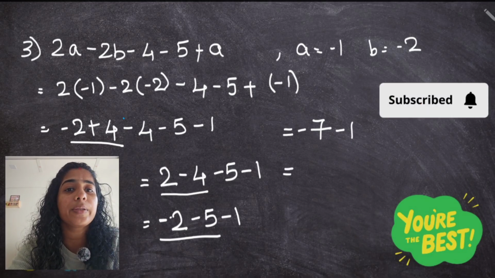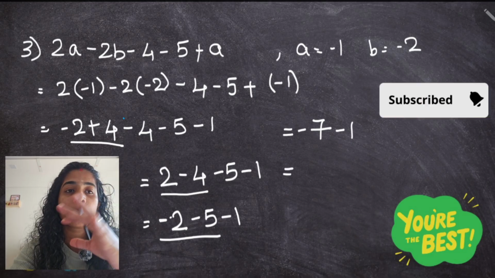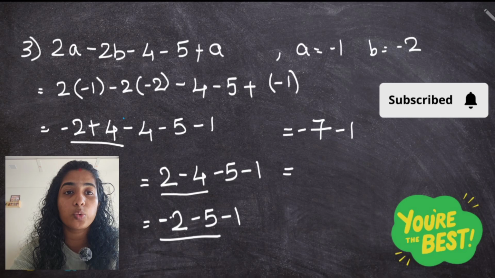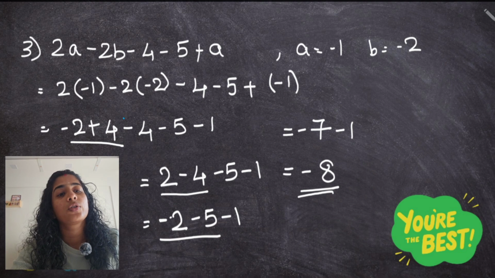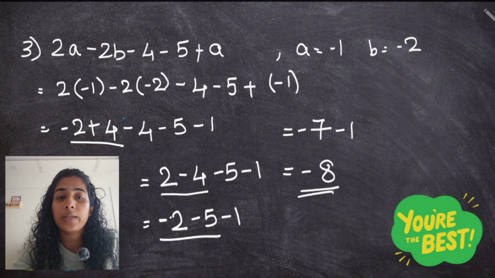Now here it is simple. Last, minus 7, minus 1. Again the same, that is two negative numbers. So I am going to add and put the sign of the big number, which is minus. So this will be the answer for the given expression.